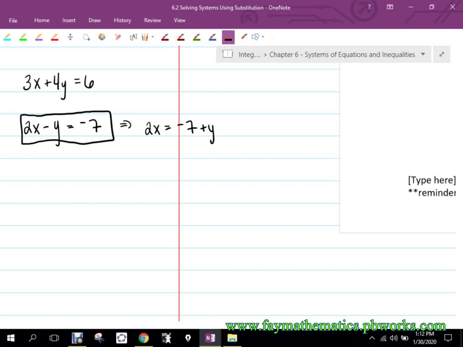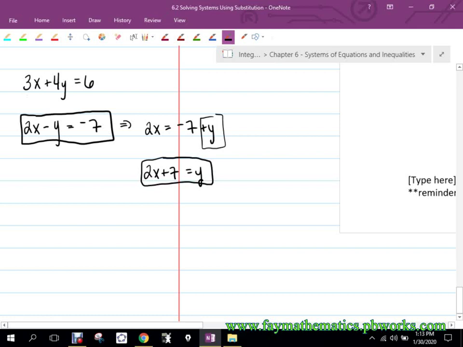I want to solve for this variable here because then I don't have any fractions, right? If I divide everything by 2, I'm going to have 7 halves and 1 half y. That might be messy. But if I add 7 to both sides, do I get y to be 2x plus 7? Does that make sense?